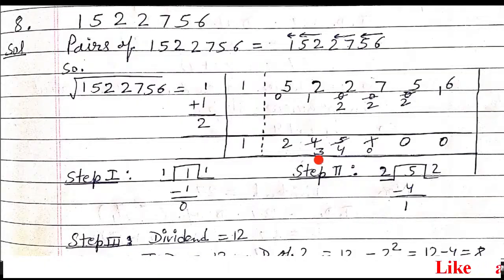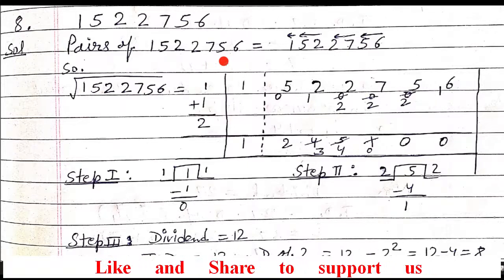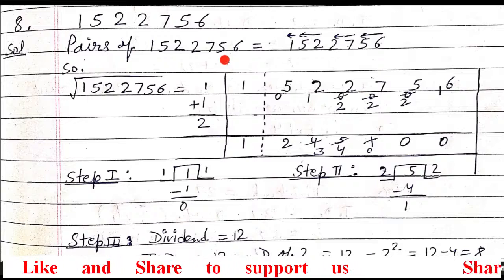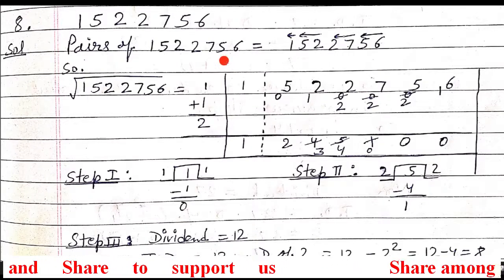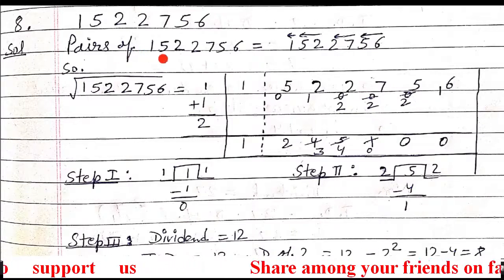Hello everyone, I am going to explain question number 8 from exercise 1.3 from class 10th. In this question we have to find the square root of the given number by the Vedic method. In the Vedic method we are going to use the Dvandva Yog method. So the first step is we have to make pairs of the given number.